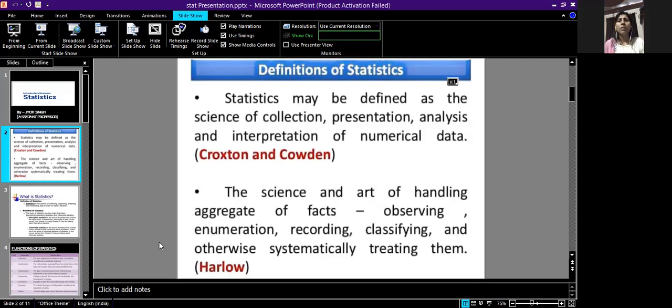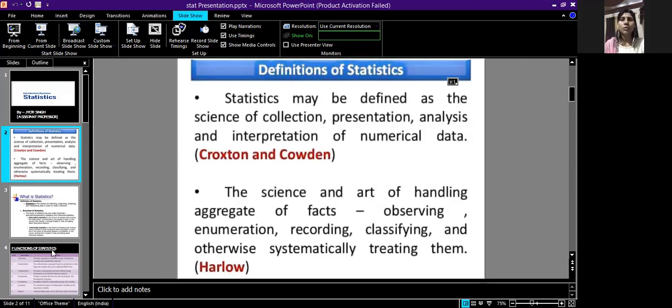Both authors have defined statistics very well. The meaning of statistics can now be understood as a science which helps you understand how practical life problems can be analyzed by using statistical tools. So what are these statistical tools? What is the classification of statistics? How does statistics function? And what is the use of statistics in different areas? Let's start studying all these things one by one.